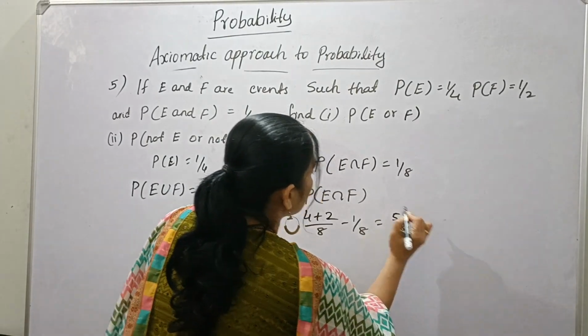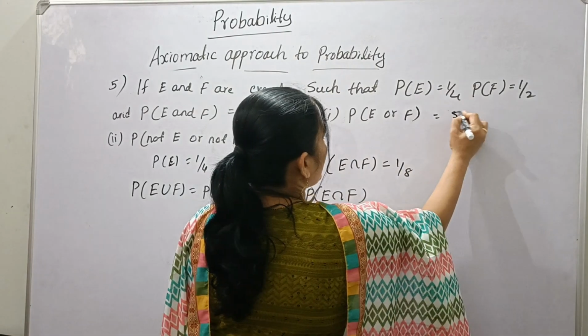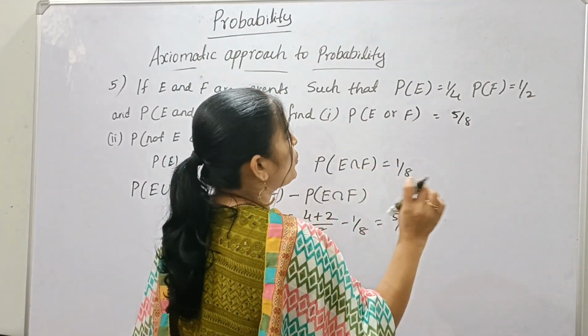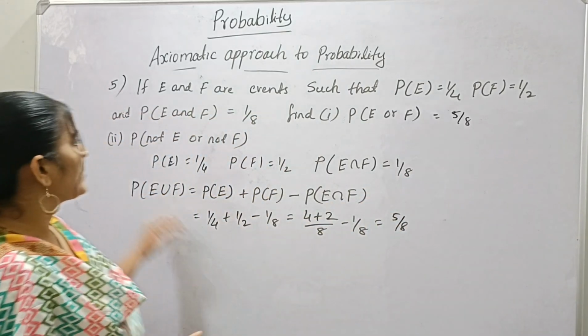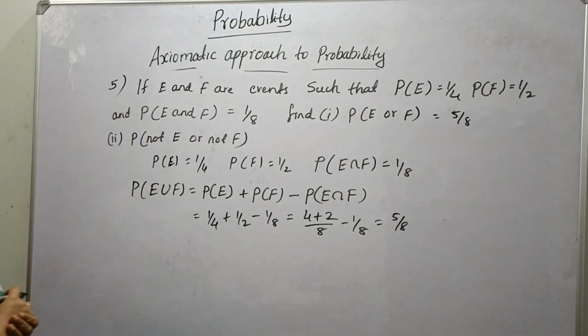5 by 8. So the first question's answer is nothing but 5 by 8. Probability of E or F means probability of E union F; or means union and means intersection. Okay, so the next question is probability of not E or not F.